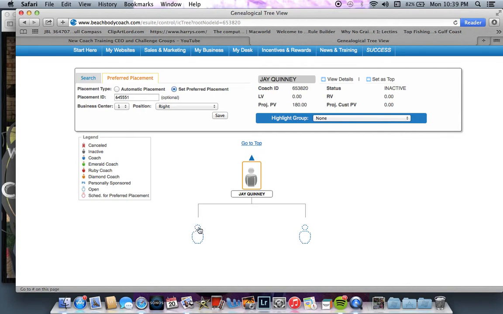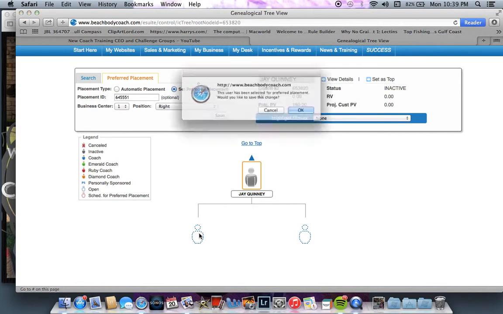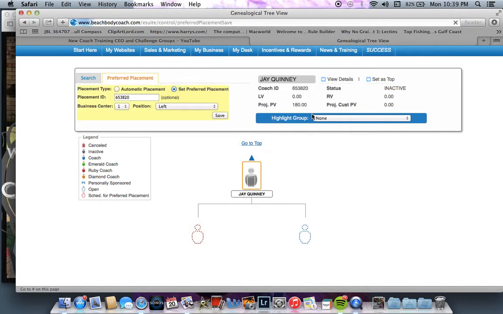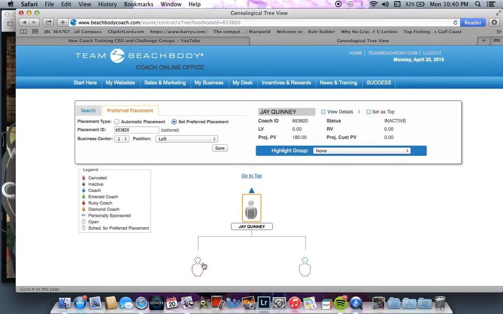the outside. And so when Terry's ready to sign up her second coach, she would click this. It's going to turn from blue to red, and then that is where her coach is going to be. So let's say that her friend signs up before Terry has time to go in and switch, and both of her coaches end up being on her right.